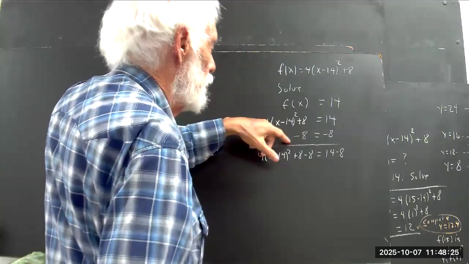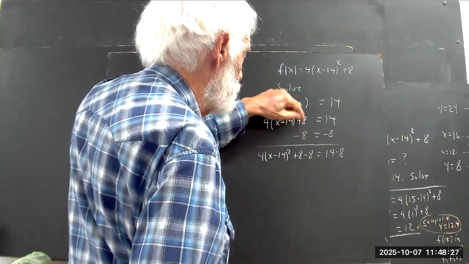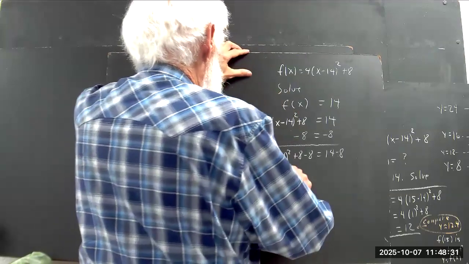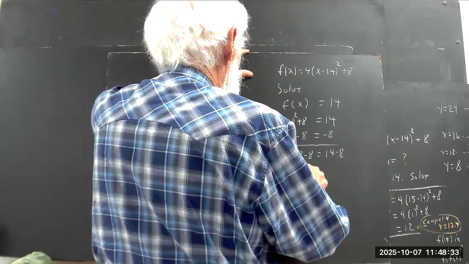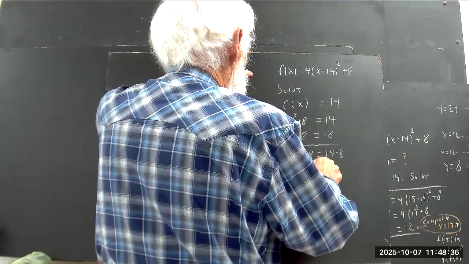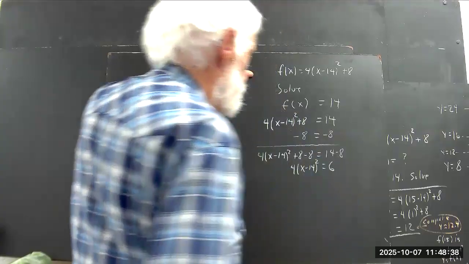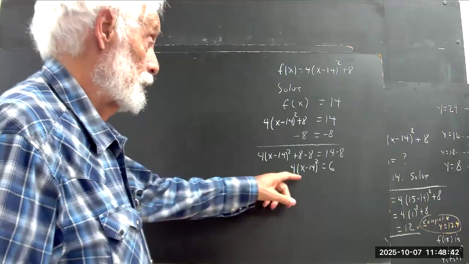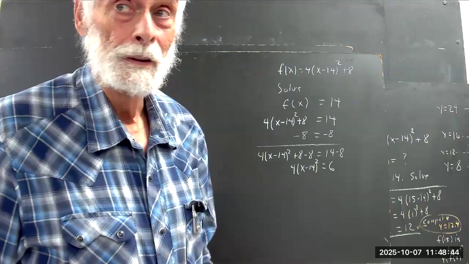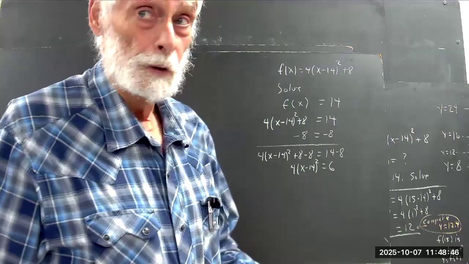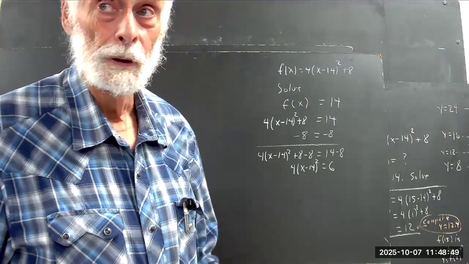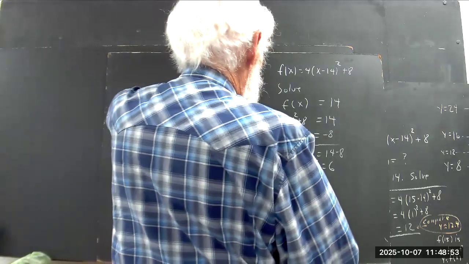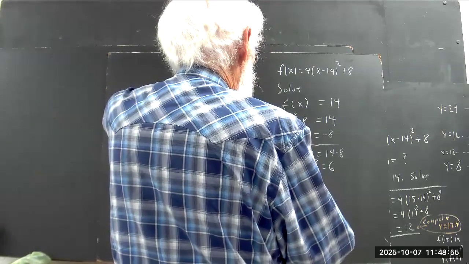Anyhow, having subtracted the 8 from both sides, as expected, the 8's going to go away because 8 minus 8 is 0. So we end up with 4 times x minus 14 squared equals 6. Okay, now what can we do with it? Well, I'm still telling you, you don't know how to square x minus 14. Most people don't know how to square x minus 14 when they come into this course. We can divide both sides by 4 though.